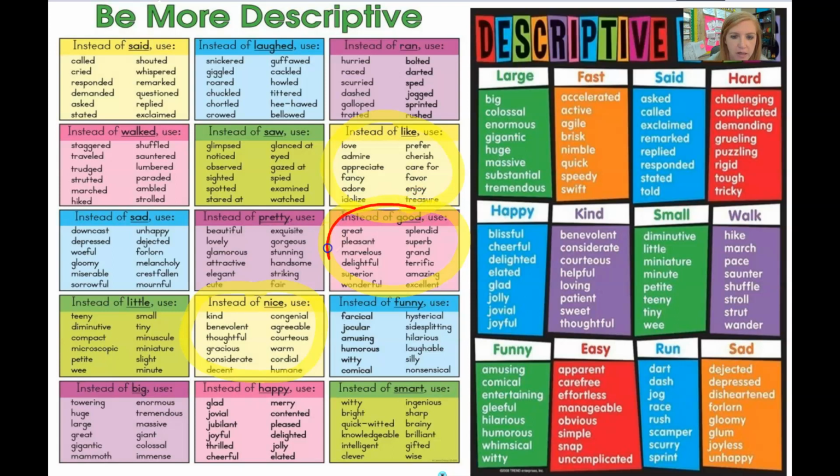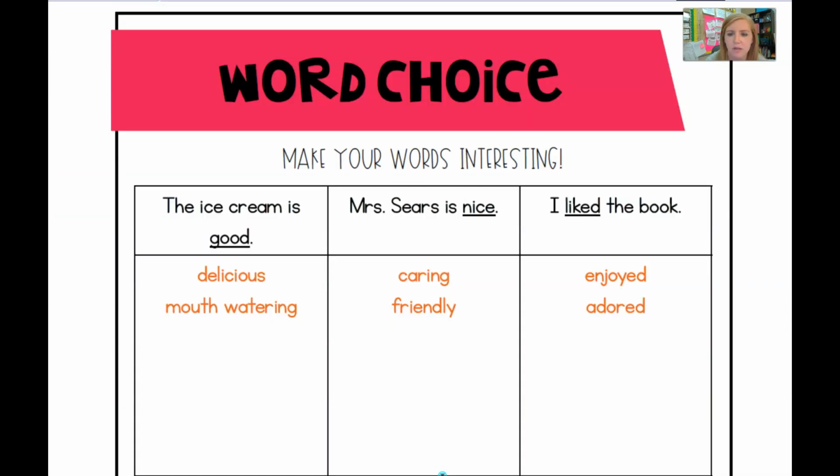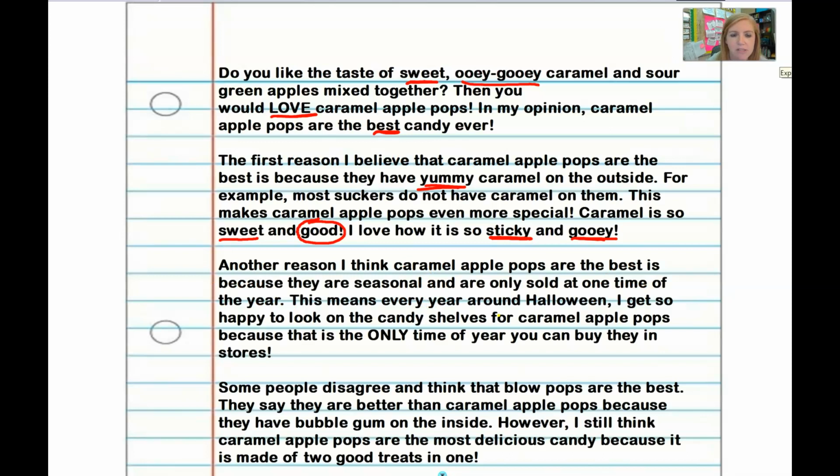All right, here we are right here. Great, pleasant, marvelous, delightful. Ooh, I could say caramel is delightful, superior, wonderful, terrific, splendid, excellent, amazing. I think I'm going to go with delightful. Let's see if that makes sense. Caramel is so delightful and sweet.